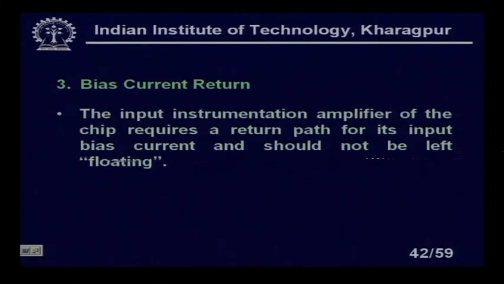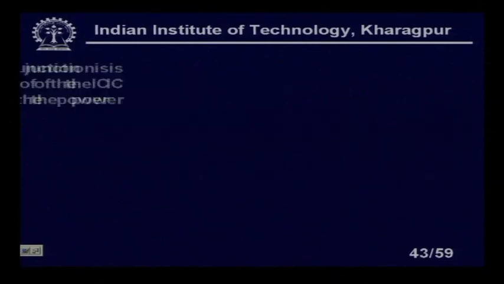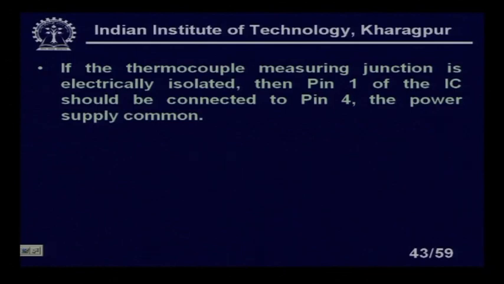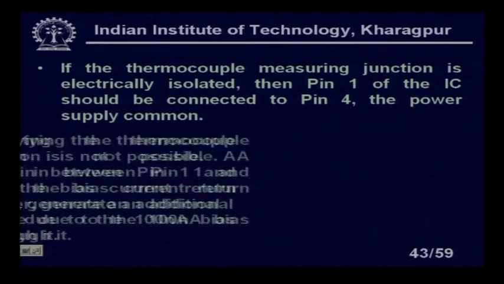Basic current return. The input instrumentation amplifier of the chip requires a return path for its input bias current, and this should not be left floating. If the thermocouple measuring junction is electrically isolated, then pin 1 of the IC should be connected to pin 4, the power supply common.